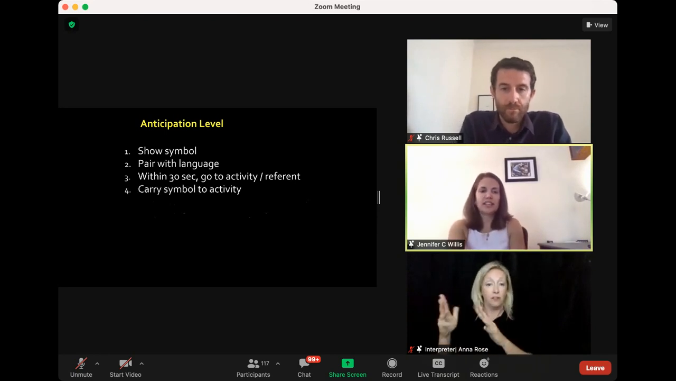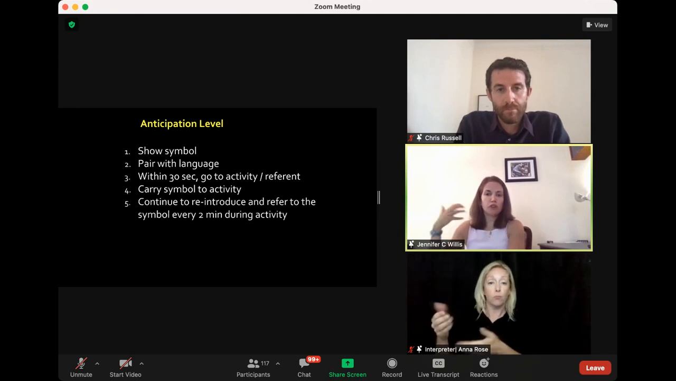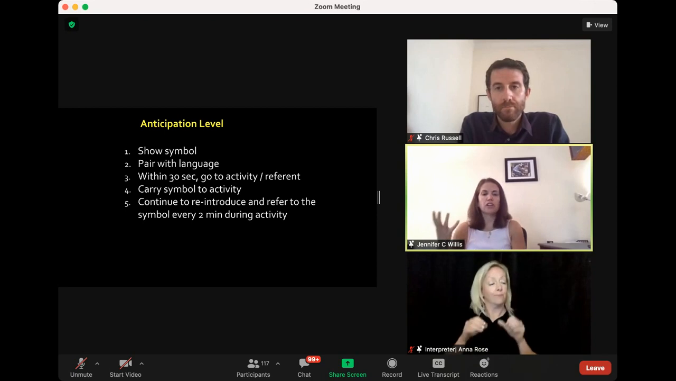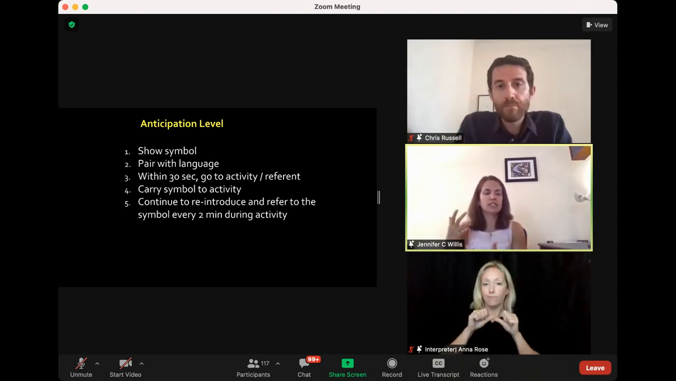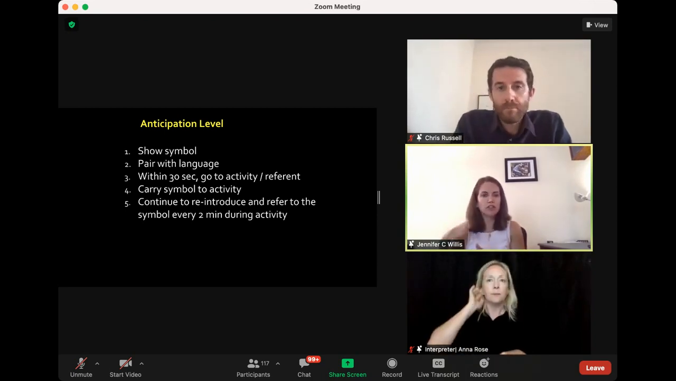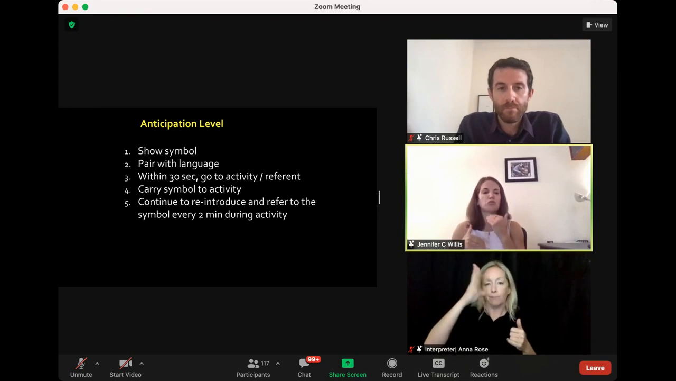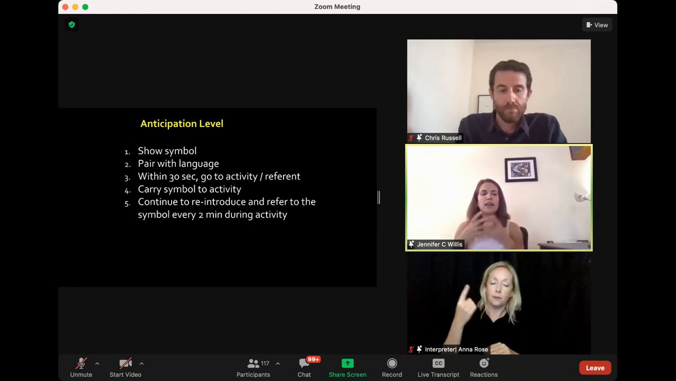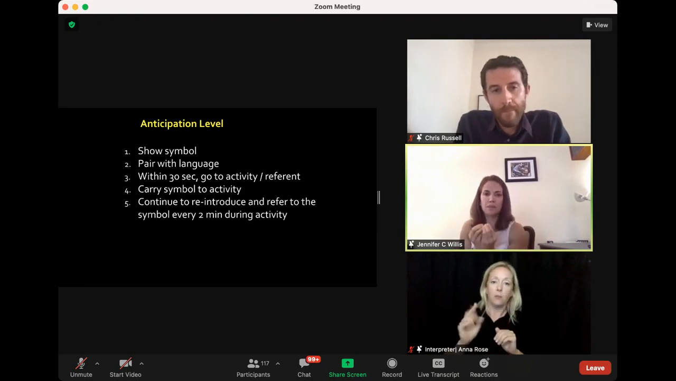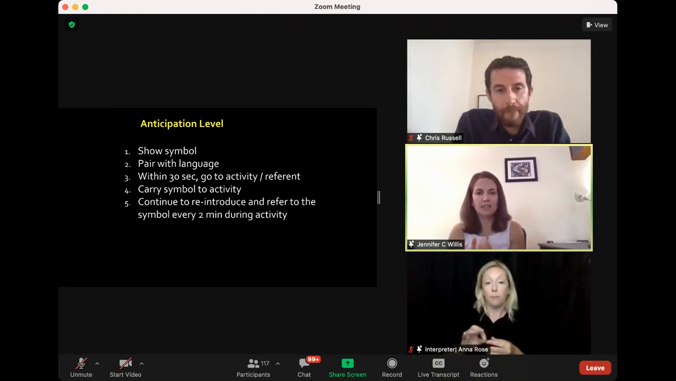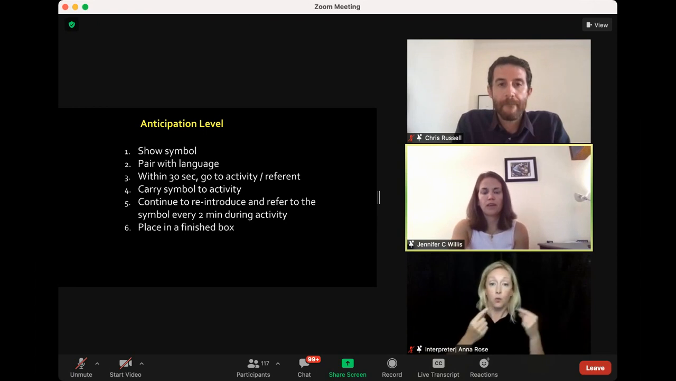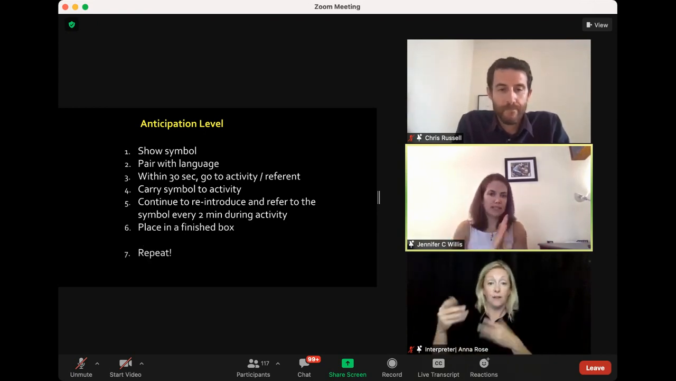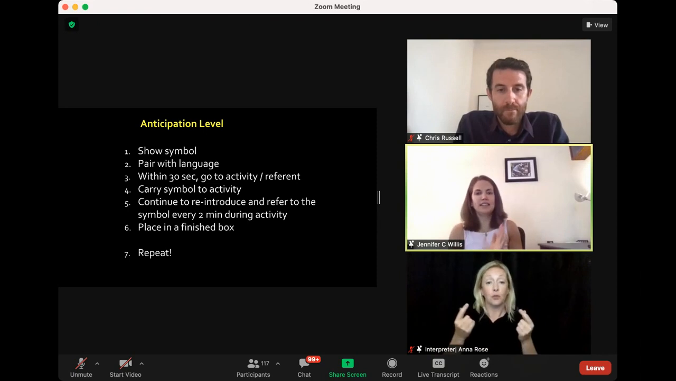So like I said, we take it with us to the activity. We refer to it frequently again. We are still here at circle time. This is still music time. You still have your bells for music. Just reintroducing and referring back to that object so that the student can start making that connection between that item or that symbol and the activity it refers to. And then when it's done, we put it in a finished box and we repeat. Consistency is the key.